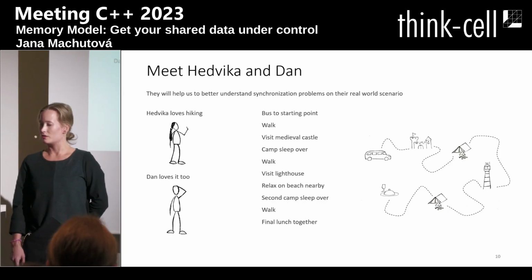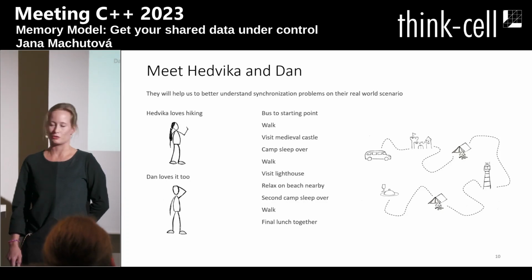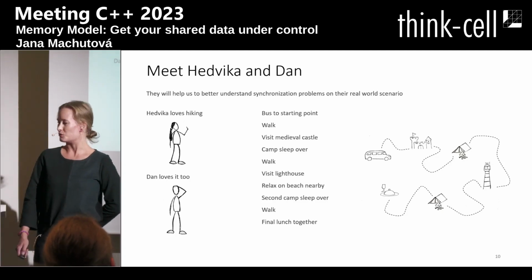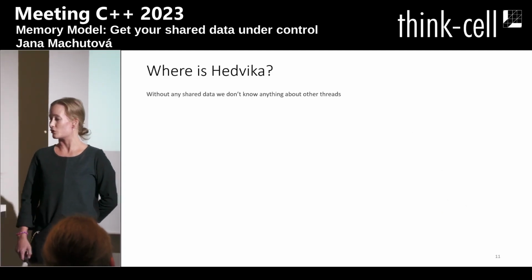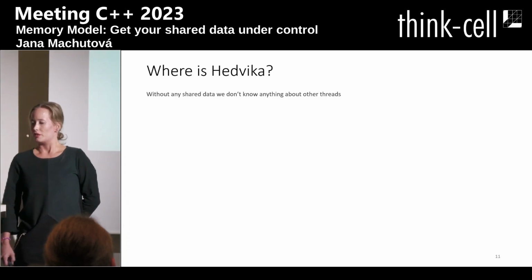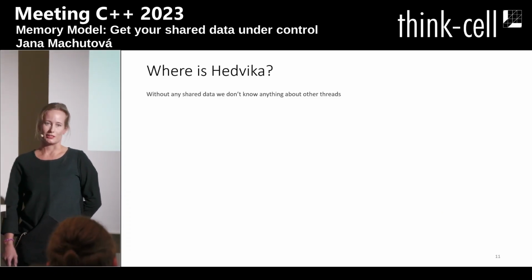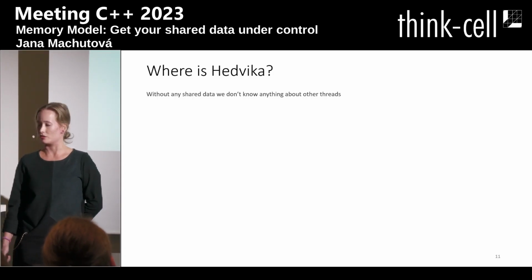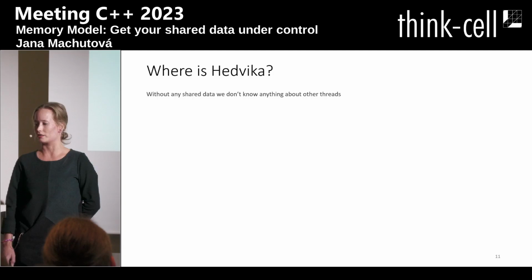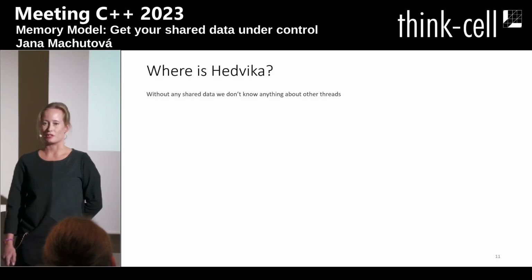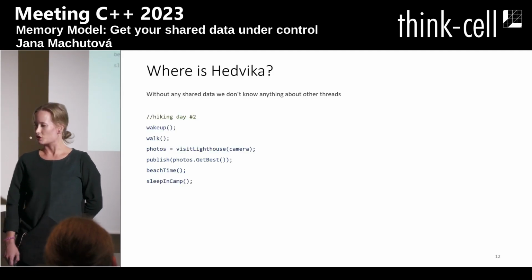And there's also Dan, who read the description of this trip online, and he loves it and wants to go there too. So actually we have our first two threads which we want to synchronize a little bit. But they actually don't know about each other. Hedvika doesn't know Dan reads her trips online, so they went on the trip and they don't know anything at all about each other until one of them shares some information in the form of shared data.